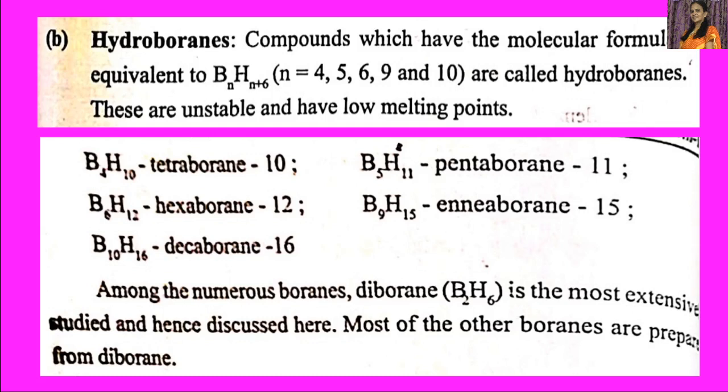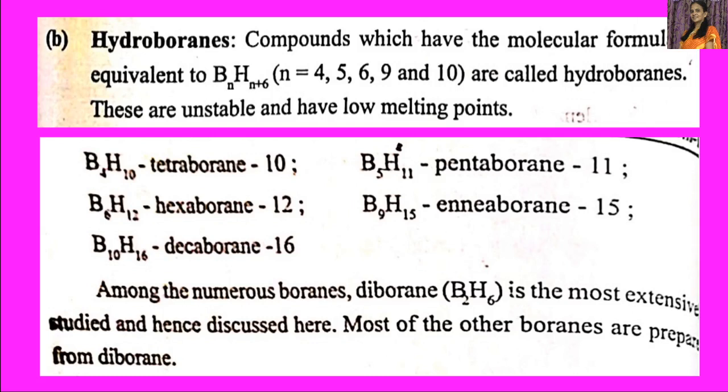The first one is B4H10, that is tetraborane 10. 10 stands for the number of hydrogens present here. Here B6H12, hexaborane 12. Here B10H16, decaborane 16. And this one, pentaborane 11. This one is enneaborane 9. Enneaborane 15. 15 stands for the number of hydrogens present here.